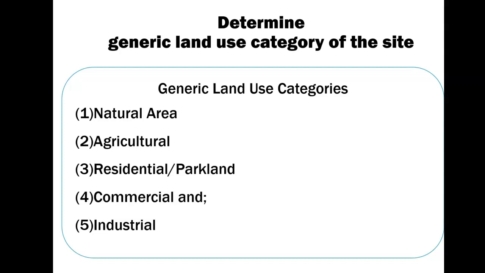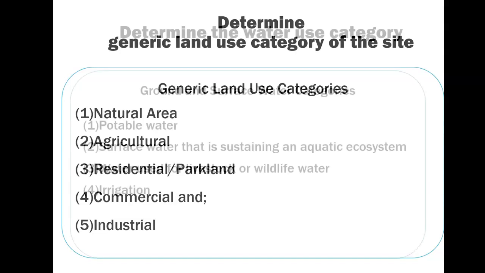So let's talk about how you would determine your generic land use category of a site. This is determined by looking at the site description and the land use conditions in the past, present, and future. And so your generic land use categories include the natural areas, agriculture, residential/parkland, commercial, and industrial. So if you have more than one, assign the site to the most sensitive applicable category.